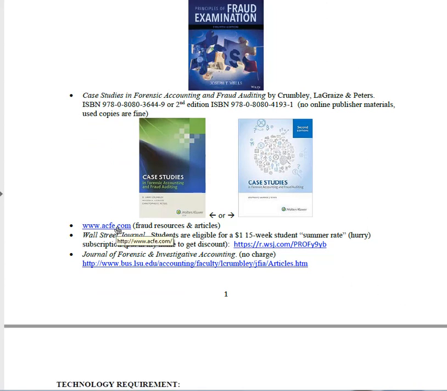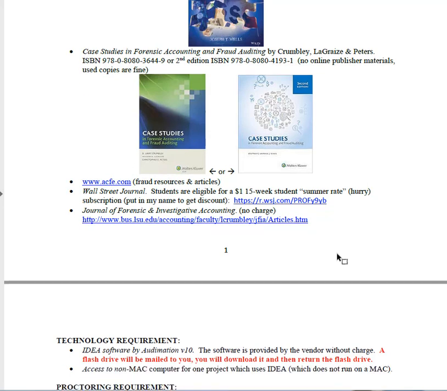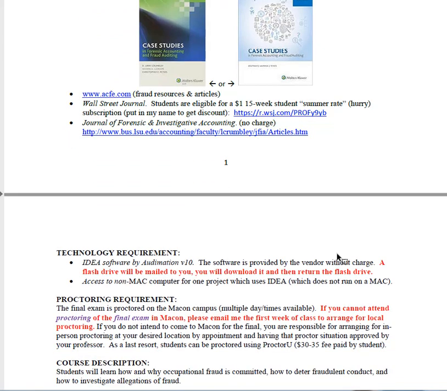There is a site for fraud resources and articles. There's no charge for that. It's a free website. The Wall Street Journal right now is having a $1 subscription for the semester, so that's about as good as it gets. You can click on this and put Middle Georgia State and my name in there. Sometimes they have Macon State in there, and I just apologize, but the Wall Street Journal cannot figure out that sometimes schools change their name. You can also look through anything that interests you. You can research in the Journal of Forensic and Investigative Accounting. That is open source. There's no charge for that.